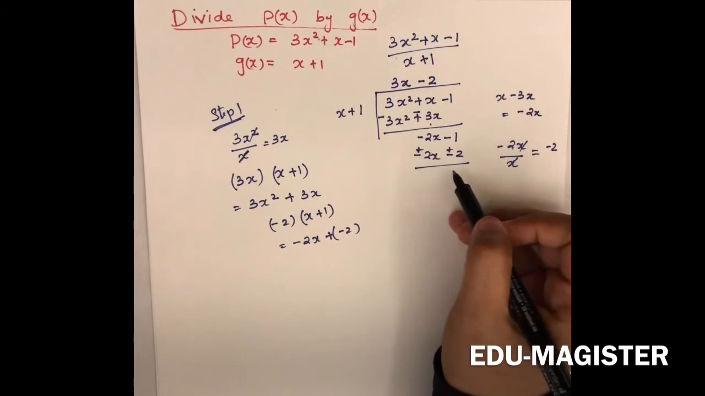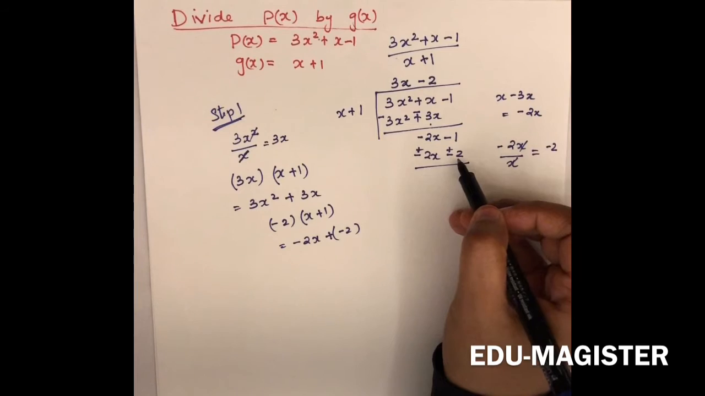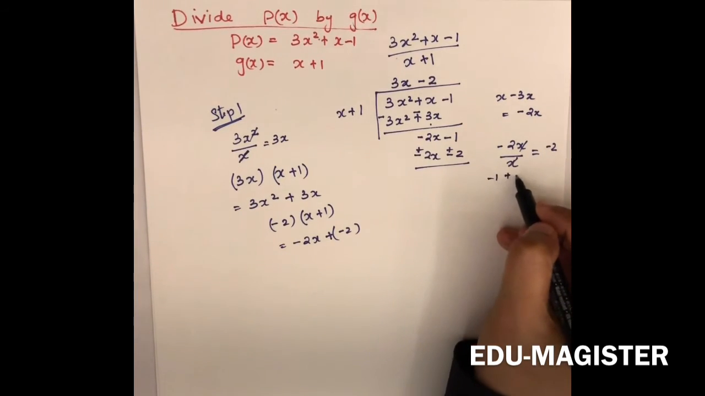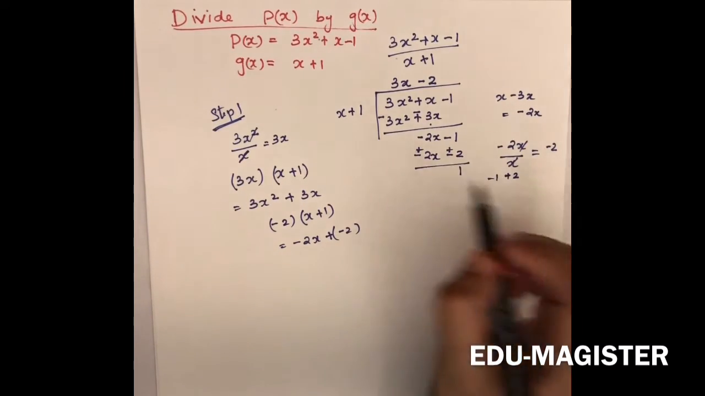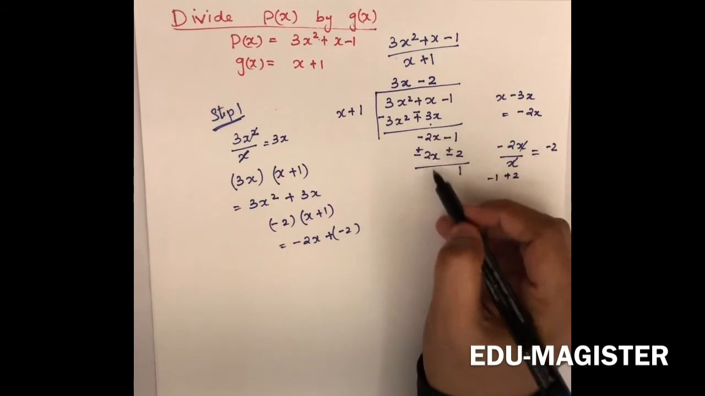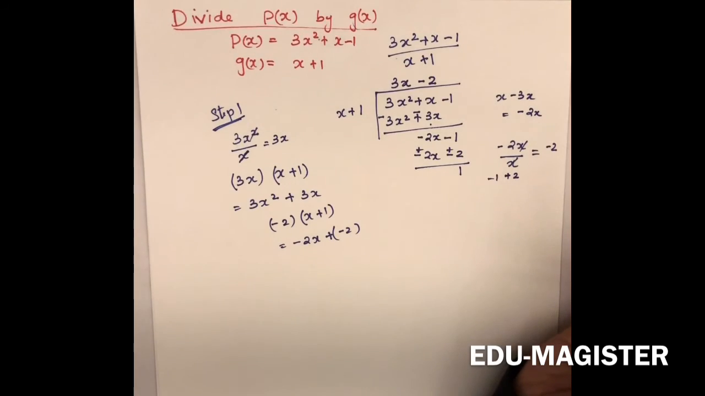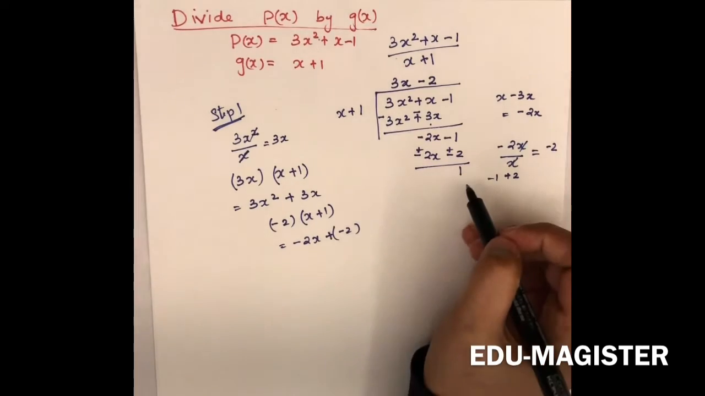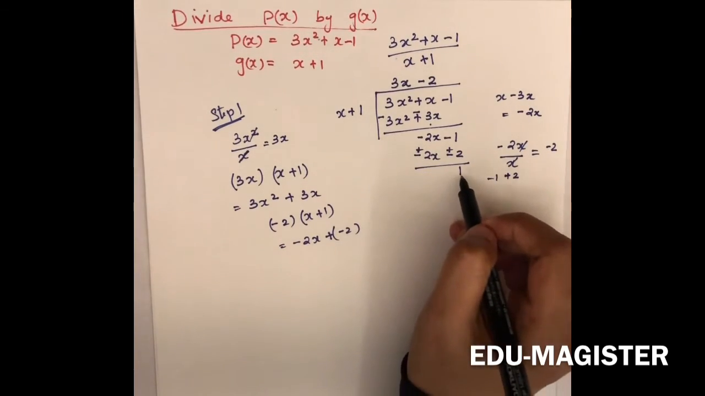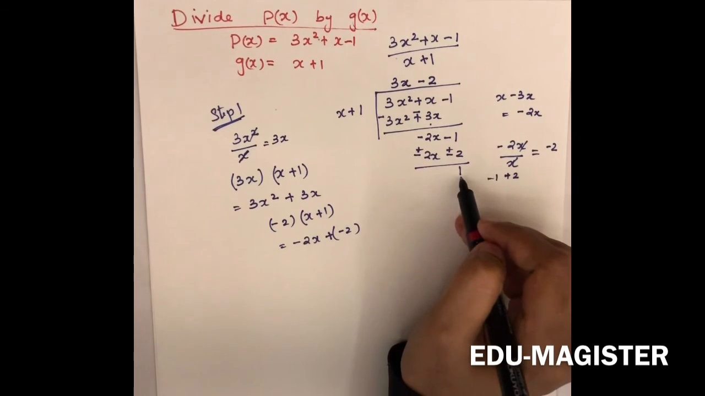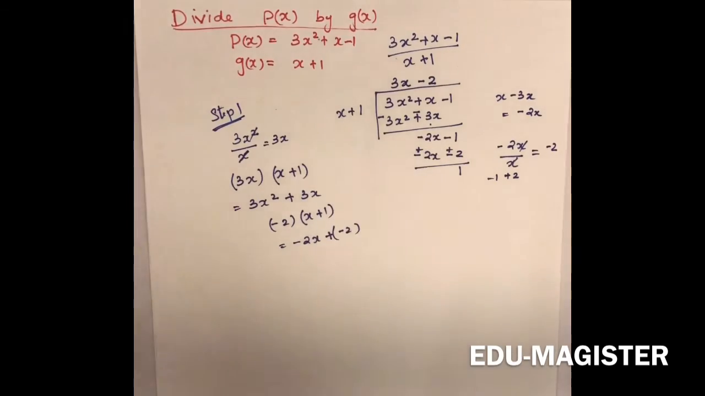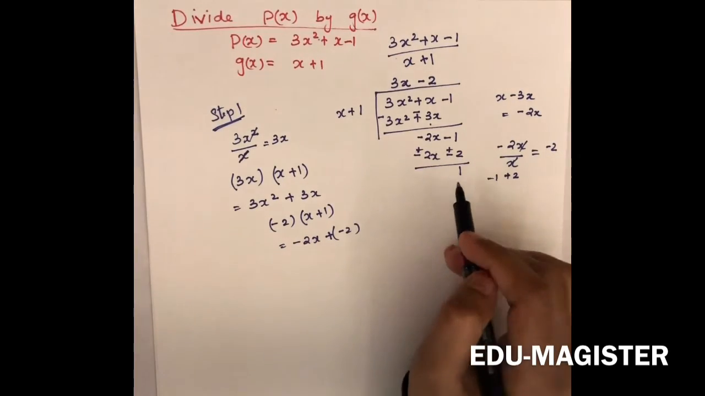Okay, so when we subtract this, this is minus 1 plus 2. Minus 1 plus 2. Answer is 1. This is minus 2x plus 2x becomes 0. Now you can't divide 1. There is nothing to bring down, right? And then you cannot divide 1 with x. You need to stop the division at this point.